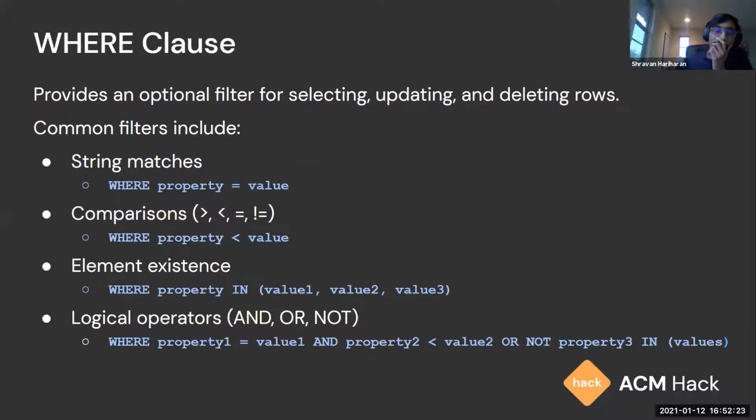Okay, let's dive into some filters. The WHERE clause allows us to provide an optional filter for selecting, updating, and deleting rows. Common filters include string matches or integer matches, like WHERE property equals value, where we're looking for exact matches. We can also do comparisons, where a property value is greater than, less than, or not equal to, and so on. There's also element existence, where we check whether a column is in a specific subset. So we could do SELECT FROM students WHERE major IN, in parentheses, computer science, cognitive science, data science. I can also use logical operators to chain all these conditions.